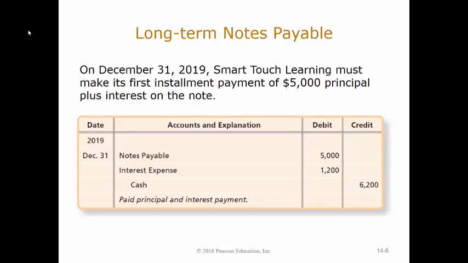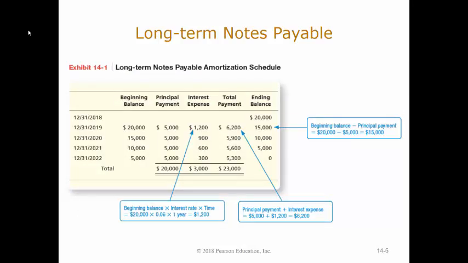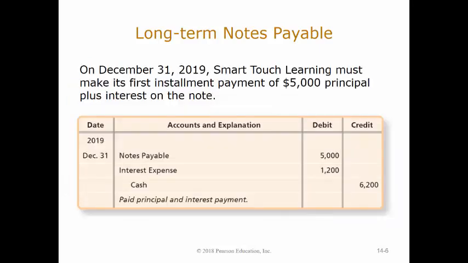Now that we have our amortization schedule set up, we know what our payments are going to be at each date in the future. When we need to record a particular entry, we can just go and reference that amortization schedule to see what our payment is in total and what portion of that payment goes towards principal and what portion goes towards interest. So going back a line here, on December 31st, the very first payment, we know that we're paying $5,000 towards principal. We're paying $1,200 in interest expense for a total payment of $6,200. And that is what this journal entry right here is signifying.